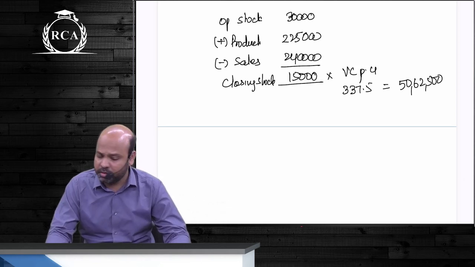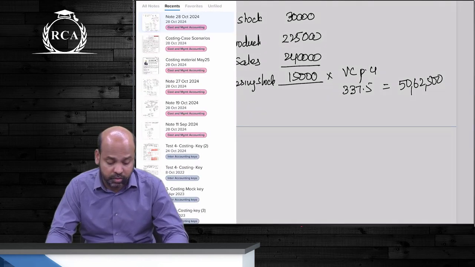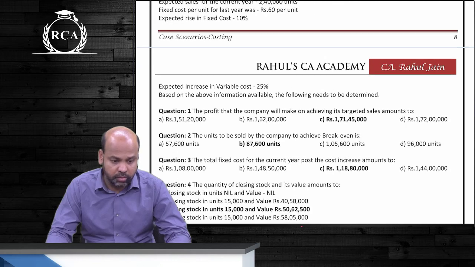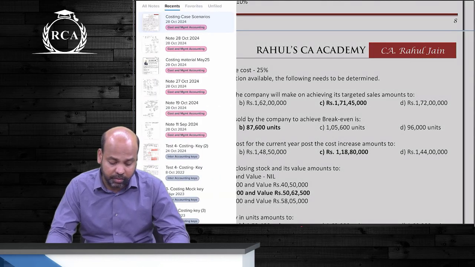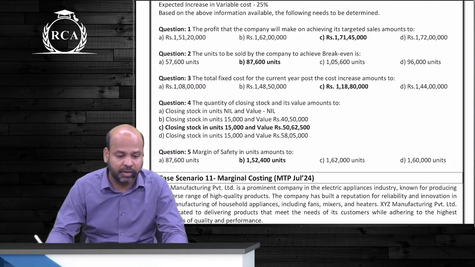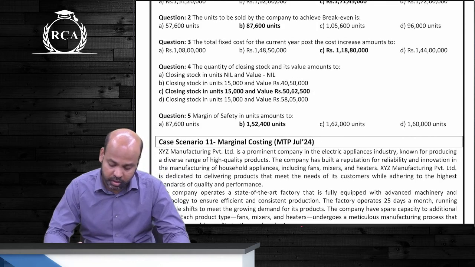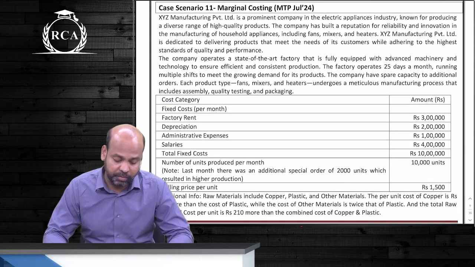Next question, beta. Is everyone done with this? 15,000 units multiplied by 187.5, you will get 50,62,500. समझ में आ गया, guys? Next question is also simple, guys.